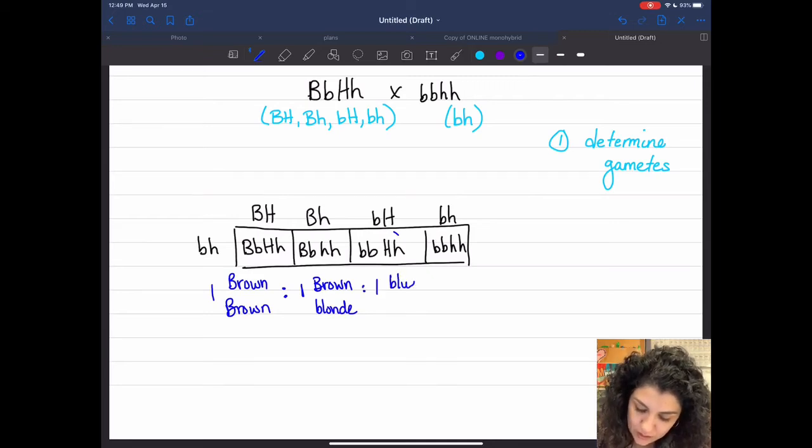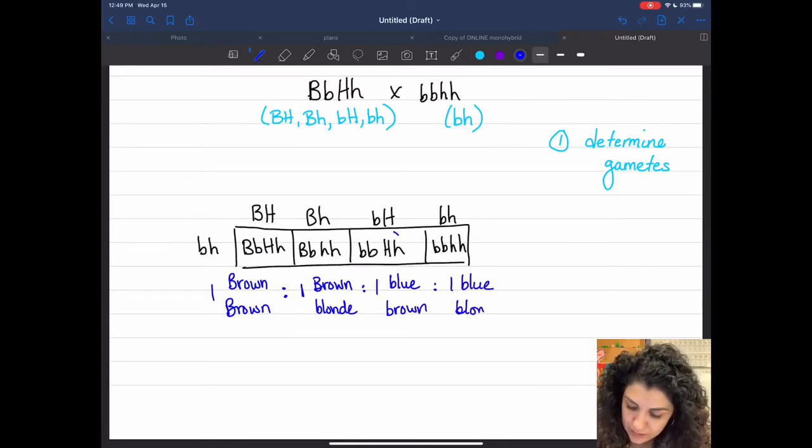And one blue and brown, and one blue and blonde. Okay, so I have all four possible phenotypes.